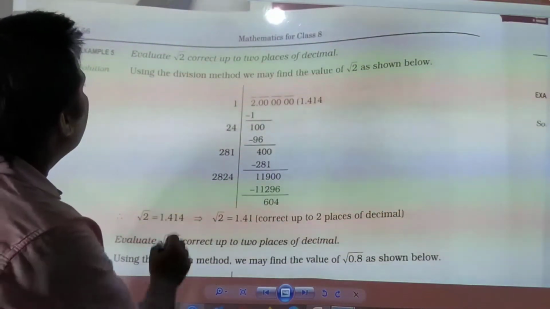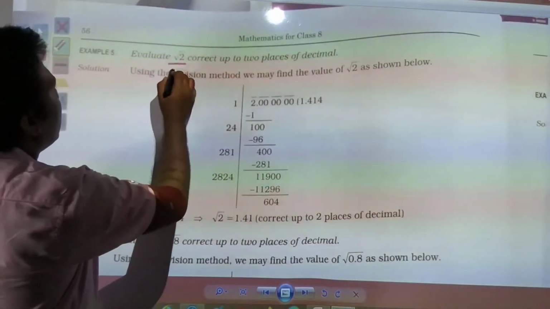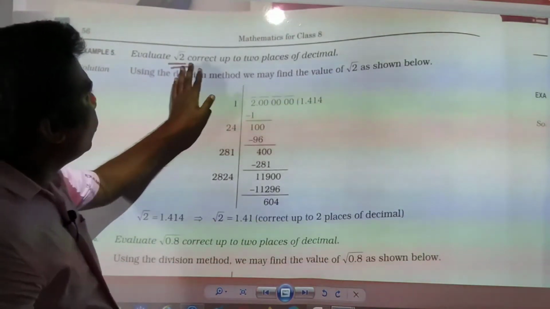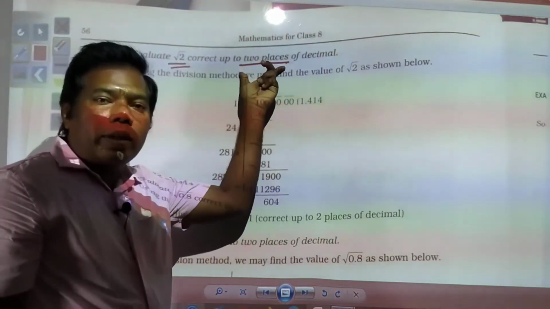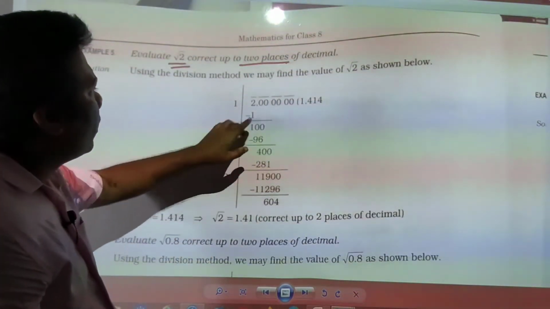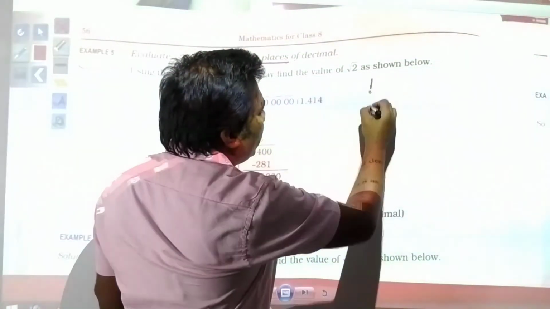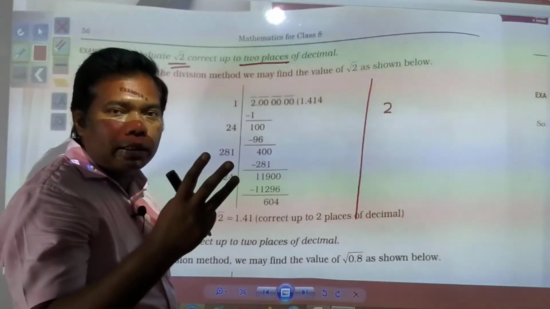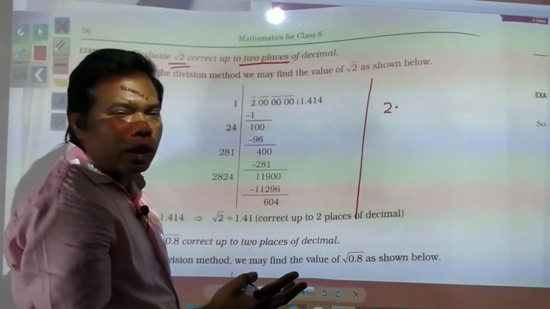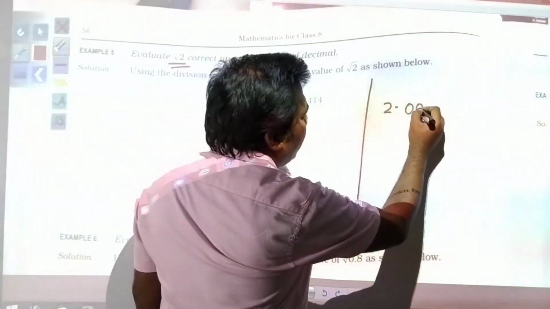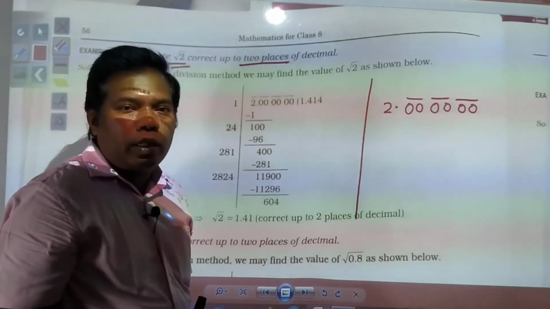Here you see, you have one number, root 2. Evaluate root 2 correct up to 2 places of decimal. So we need to find out up to 3 places and then we need to round off. Suppose you have 2 and you need to find out up to 3 places. So we need to put 3 pairs of zeros over here. 1 pair, 2 and 3, because we need to find out 3 places.